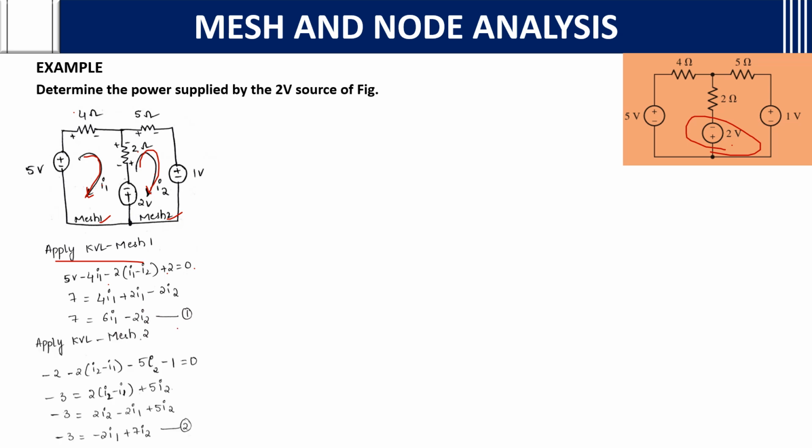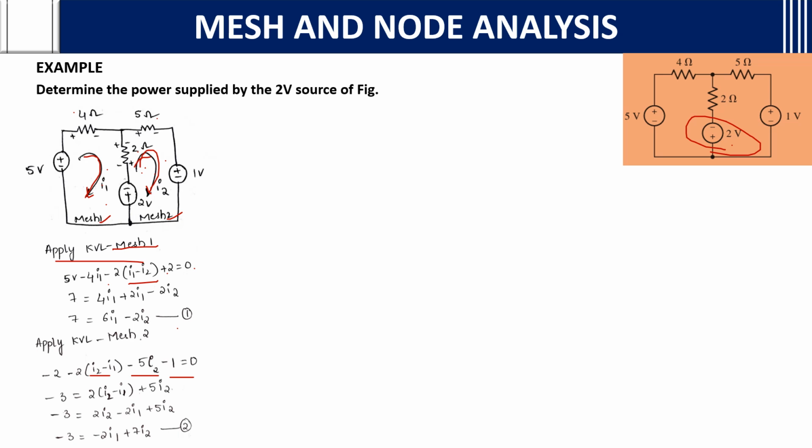Then apply KVL to mesh 2. Mesh 2, how will we apply? Minus 2, considering from here in this way, clockwise direction. So minus 2 into I2 minus I1. Why? Because we are considering mesh 2, so first mesh 2 current needs to be taken, then mesh 1 current. So I2 minus I1. Here we are considering mesh 1, so first I1 minus I2. Here I2 minus I1, because we are considering mesh 2. Then 5 into I2. Then minus 1, the sign is minus, so minus 1, that equals 0.